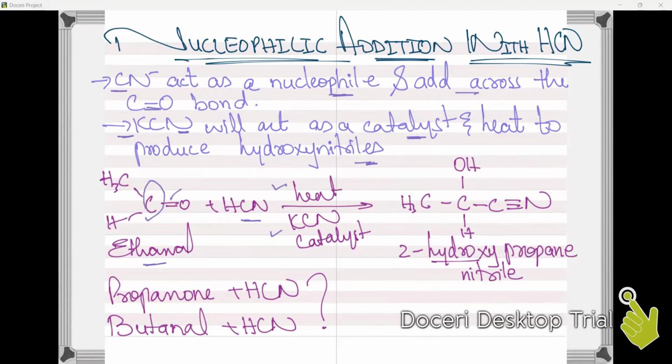This carbon is breaking one bond with oxygen, and this bond is getting attached with hydroxide, forming the hydroxyl compound, and the other one is carbon and nitrogen, which is cyanide, changing into 2-hydroxypropanenitrile. So if I'll be using propanal, what will be the product? If I'll be using butanal, then what will the product be? Try these equations.